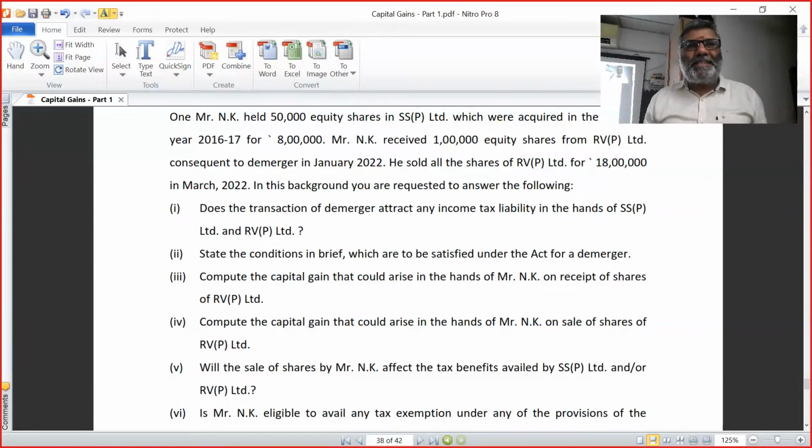Transfer of asset in a scheme of demerger. Is it regarded as transfer? No. Amalgamation, demerger, no. It is not transfer. Transfer of asset in a scheme of amalgamation by one Indian company to another Indian company is not a transfer. Similarly, transfer of asset in a scheme of demerger by one Indian company to another resultant Indian company is not regarded as transfer.